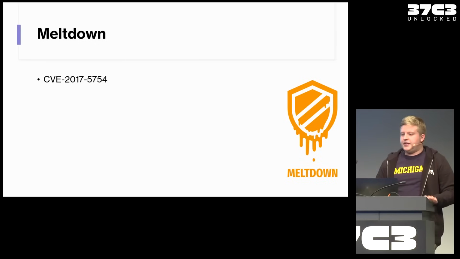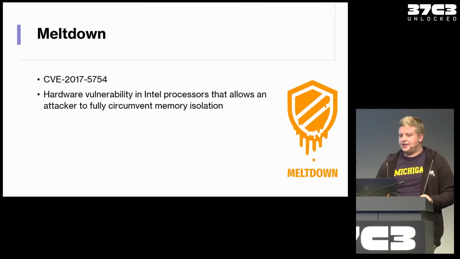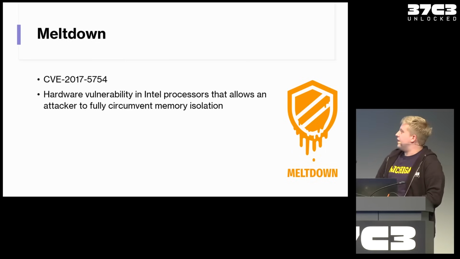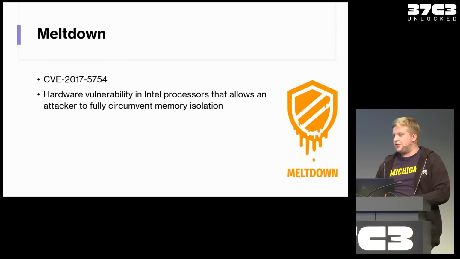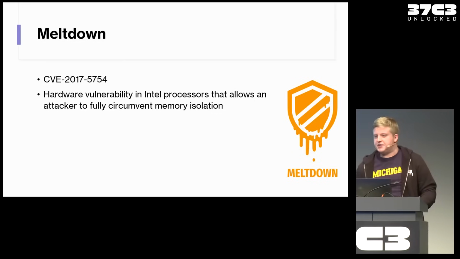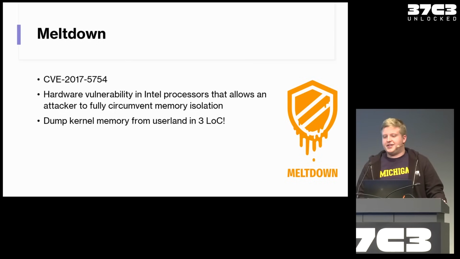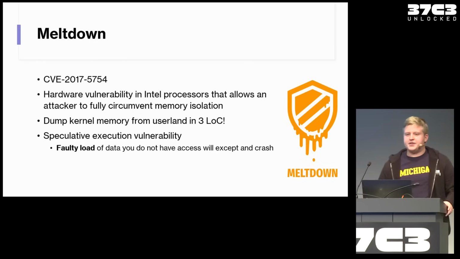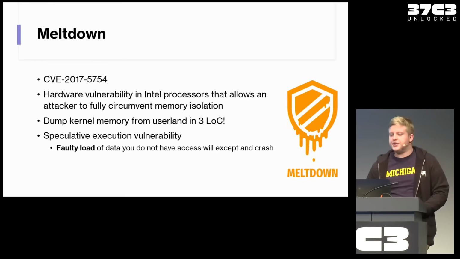So this is then extended to an attack called Meltdown, which uses these cache side channels to exploit another hardware vulnerability in Intel processors that just lets an attacker completely bypass all memory protections on a CPU. You can dump kernel memory from userland in 3 lines of code, effectively. And it's a speculative execution class vulnerability.